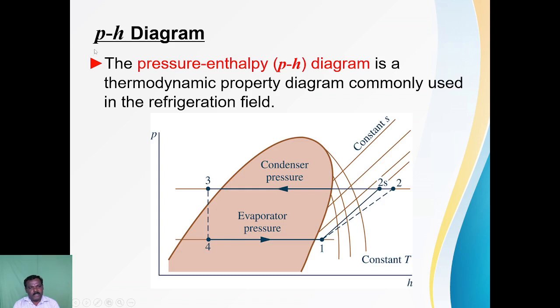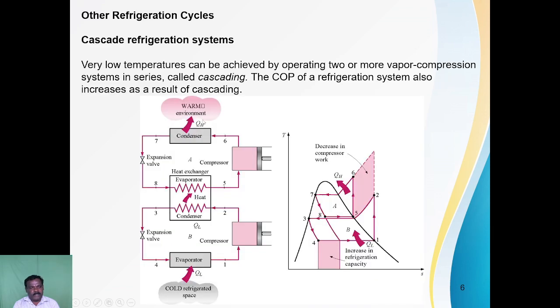As a mechanical engineer, we should explain all these things in terms of diagrams. So here is the pH diagram, the pressure-enthalpy diagram. In the pressure-enthalpy diagram, we have process 1-2, then 2-3 is the condensation process, then 3-4 is the expansion valve, and 4-1 is the evaporator pressure. So this is the pH diagram, the thermodynamic property diagram for your refrigerants.